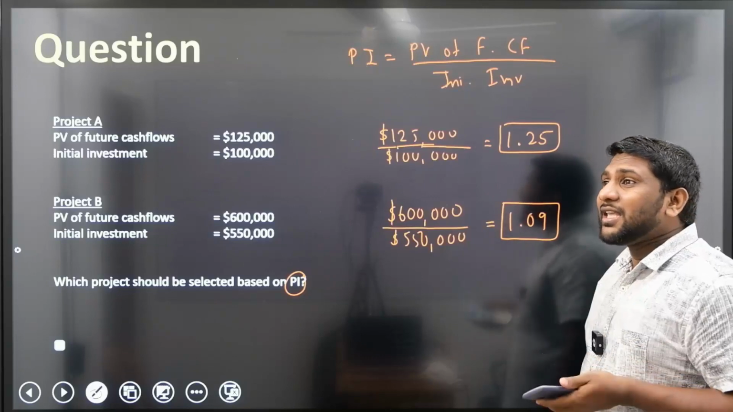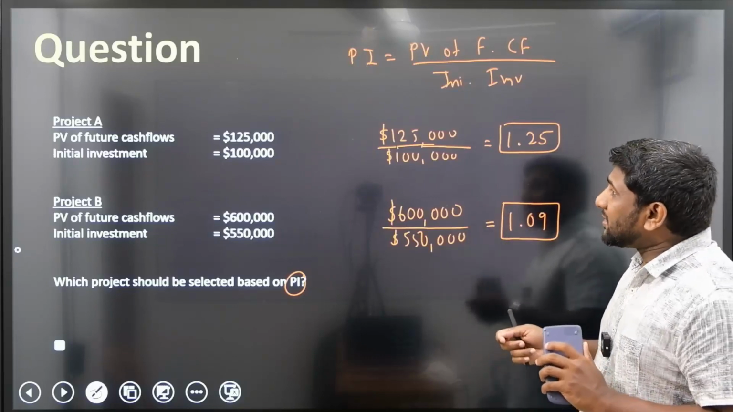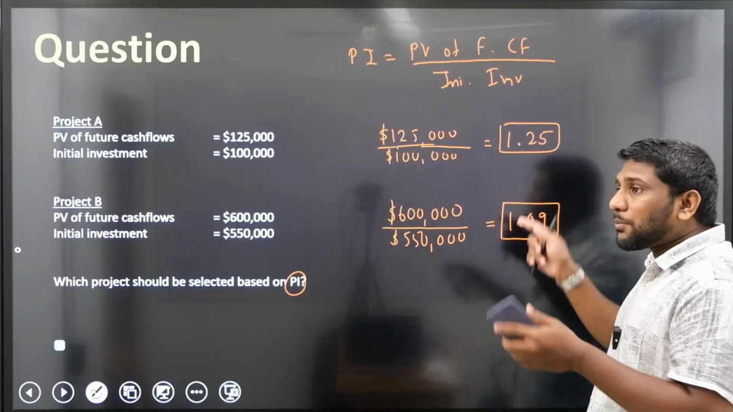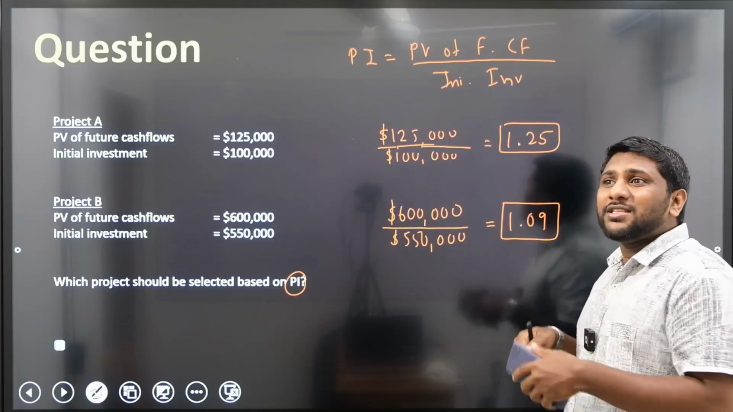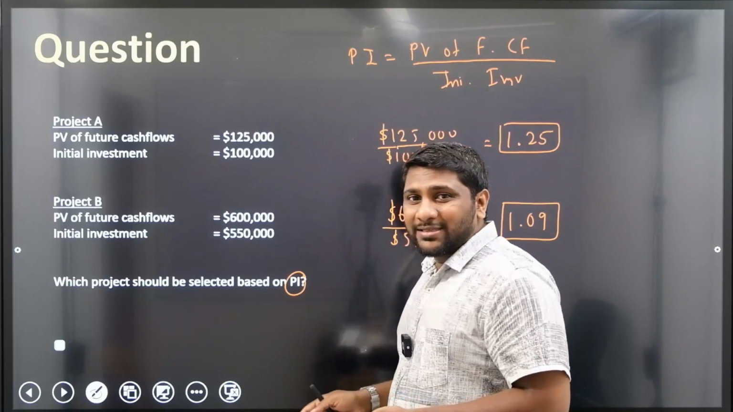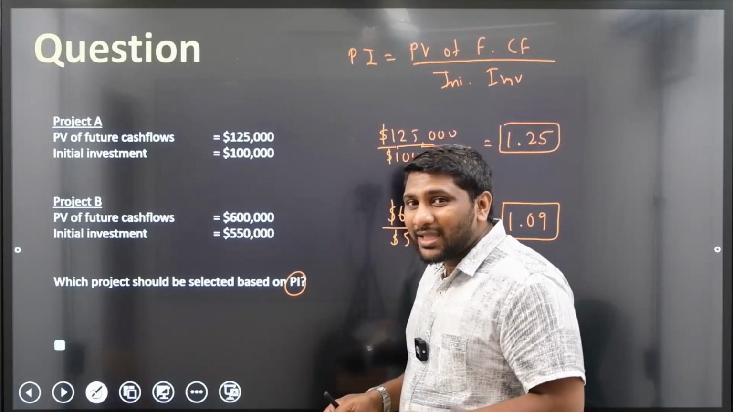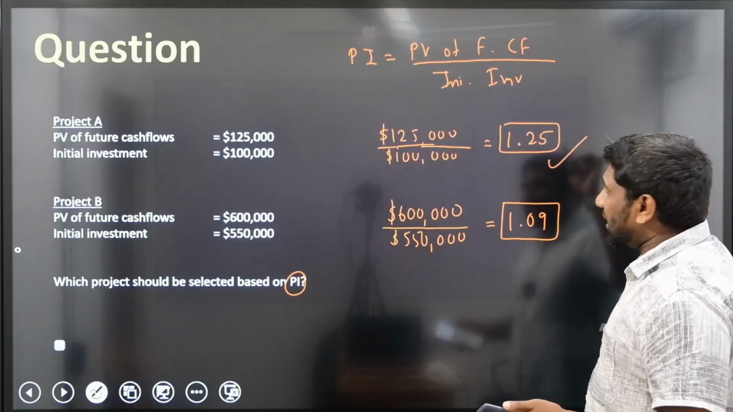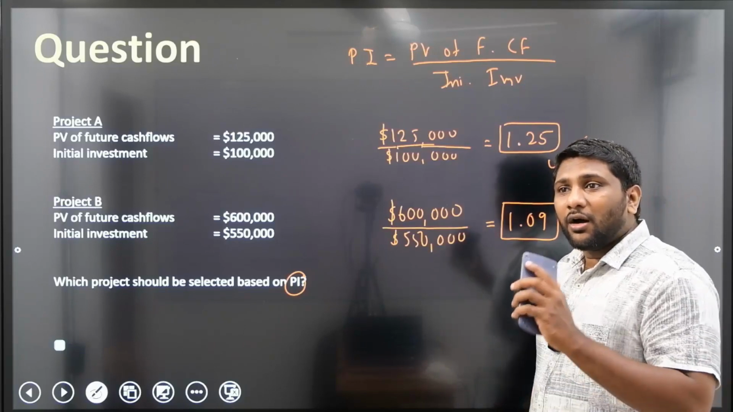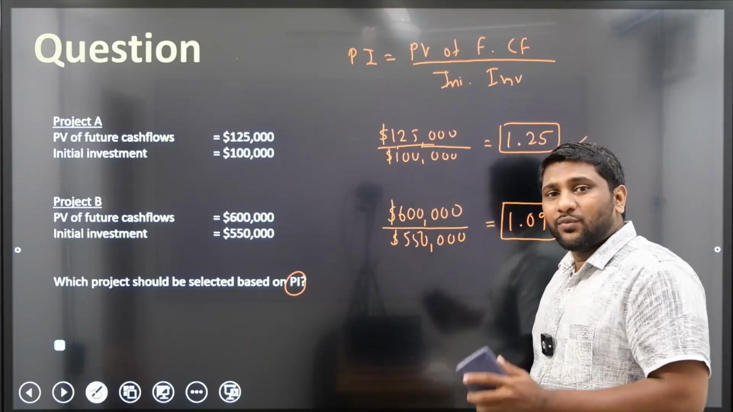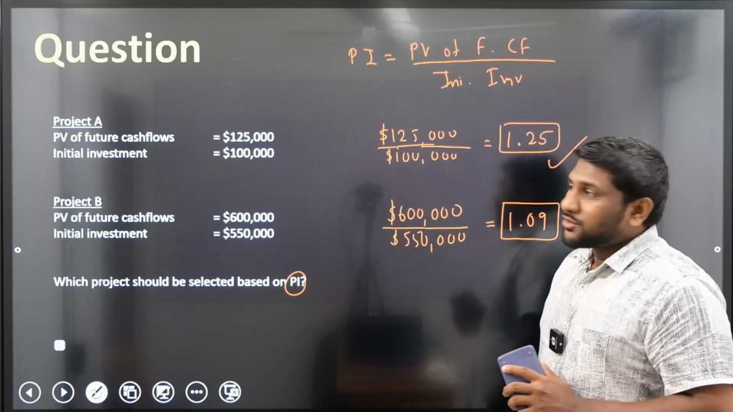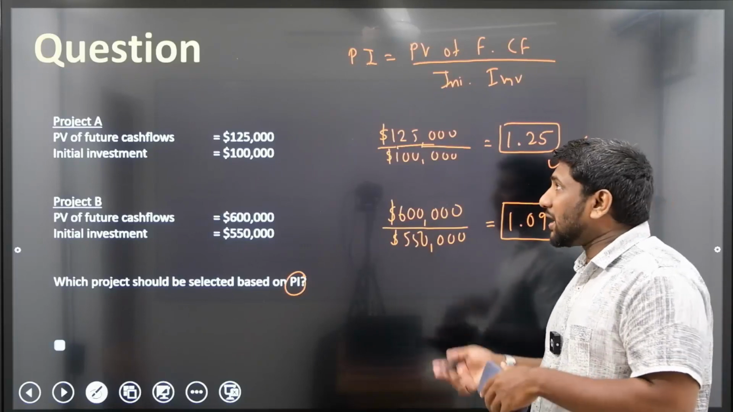1.09. So you just think and see, each and every dollar that you are investing in the project A, it will generate you a present value of future cash flow of 1.25. Project B is generating 1.09. So if you are taking the decision based on the profitability index, you have to select project A or project B? Yes, you have to select the project A. So from this particular question, what is the learning that you should get? Always we should select the project which is having the higher profitability index. So same calculation can be done using the second formula also.